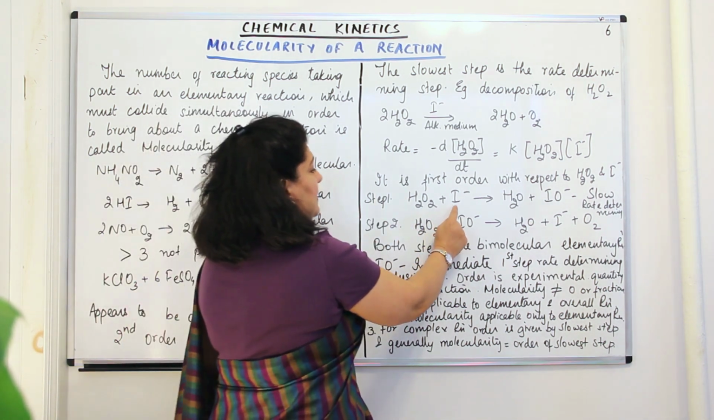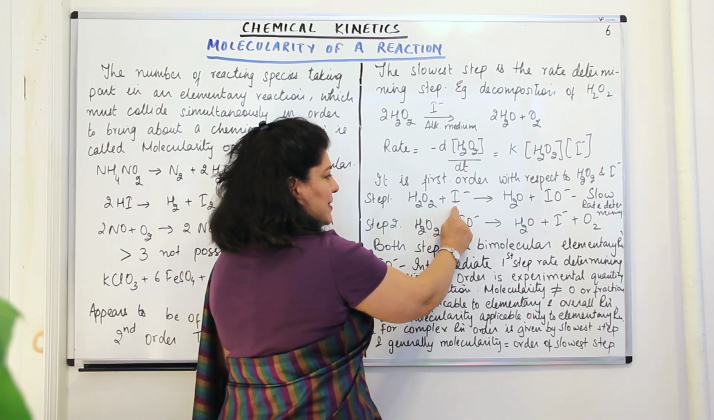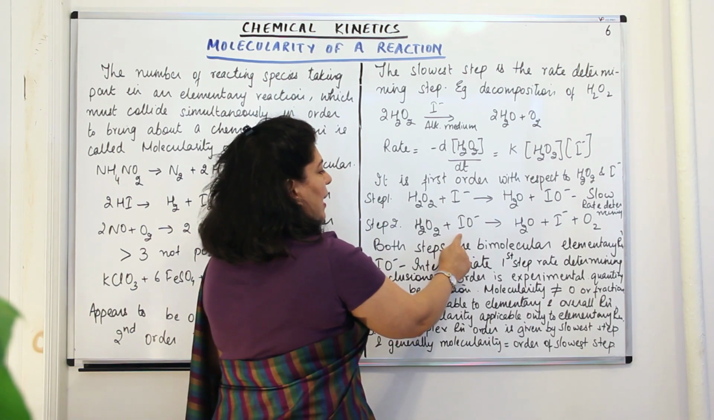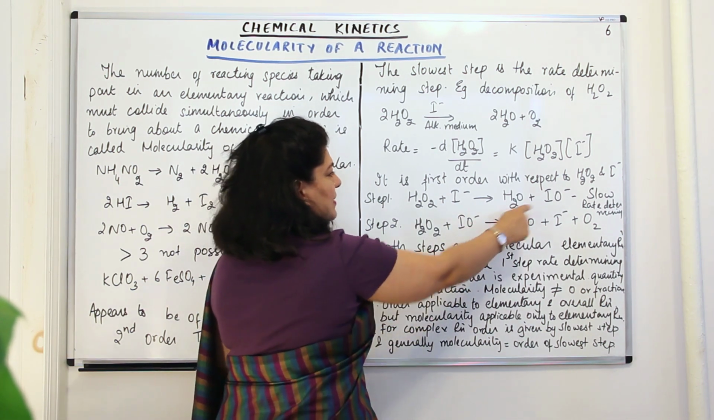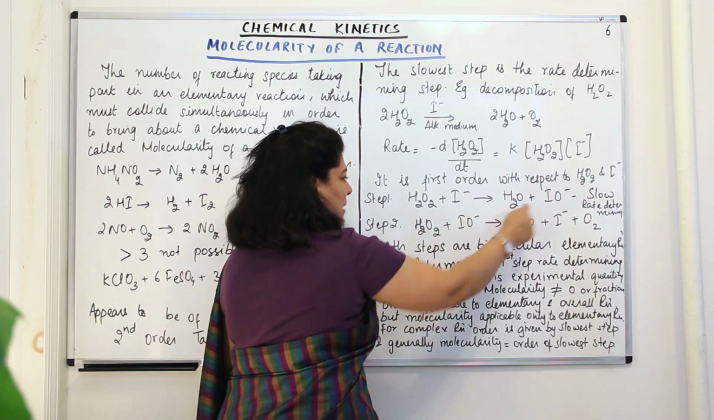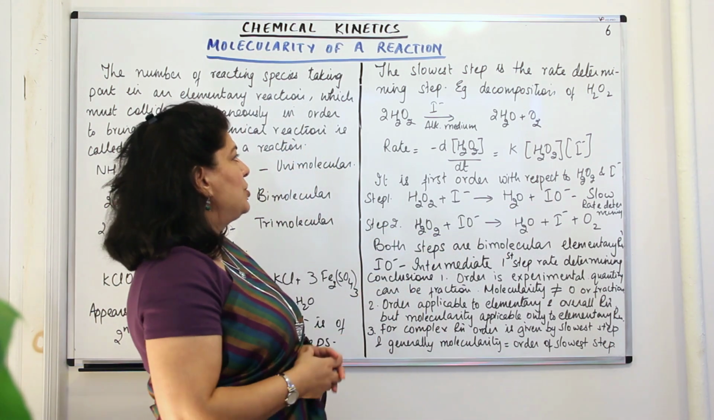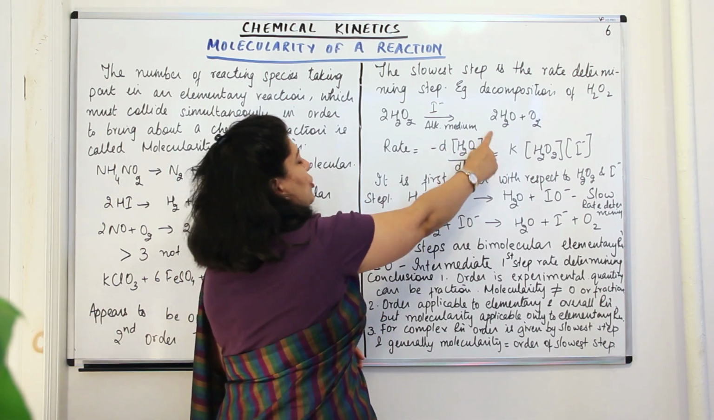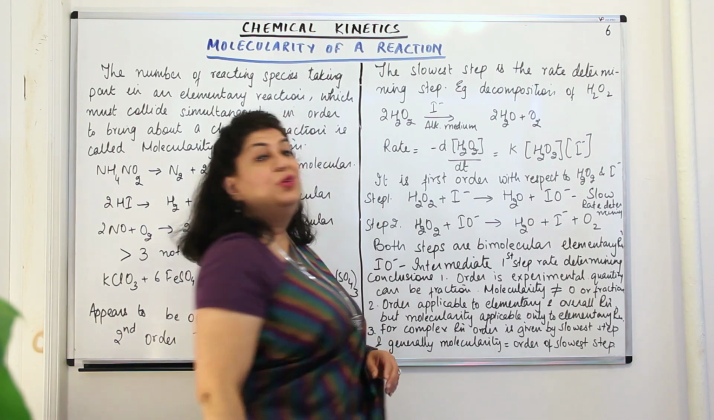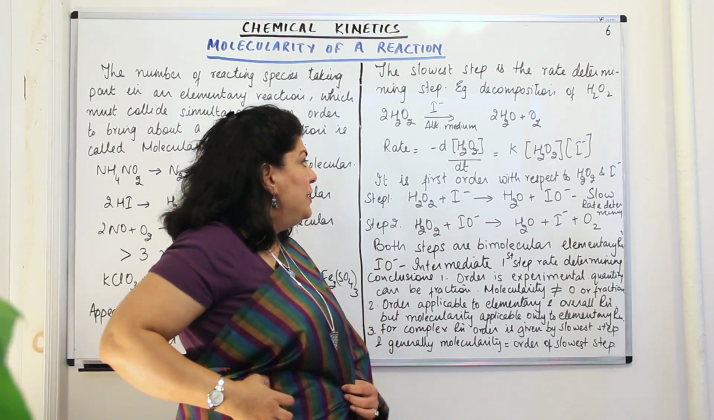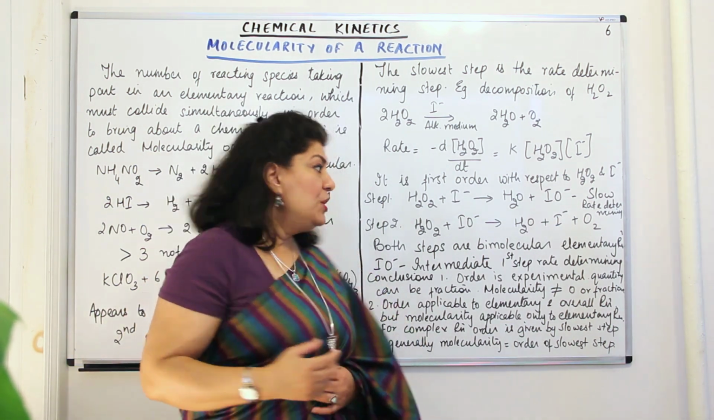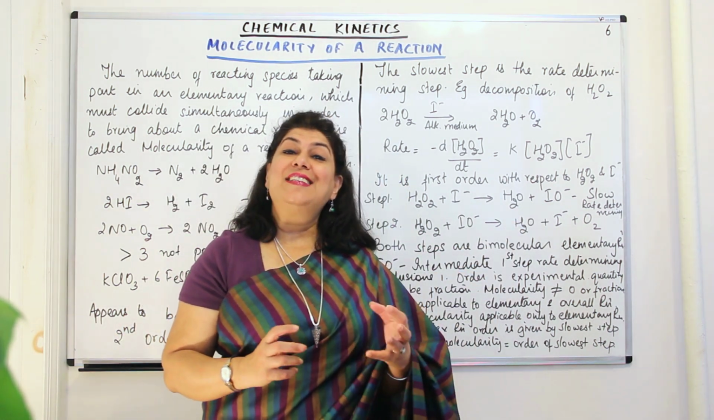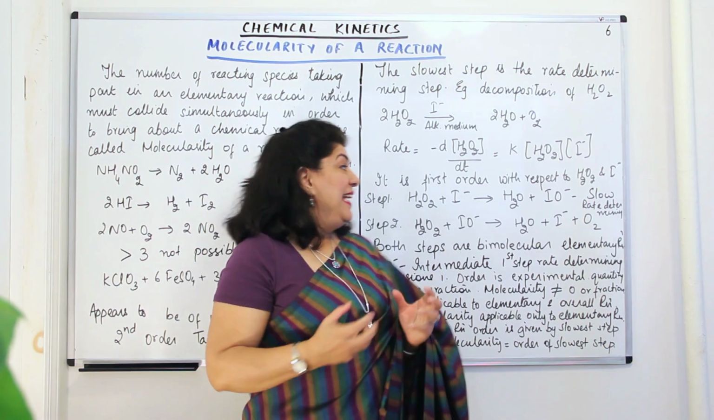So we find that the iodide ion, which was present on the reactant side here, is present in the product in the second step. Therefore, this will be cancelled out. The IO- in the product here is in the reactant there, so that will also be cancelled out. Ultimately, what is the overall reaction? You had 2 moles of H2O2, which gave you 2 moles of H2O and O2. So what was the role of the iodide ion? What was the role of IO-? They acted as the catalyst.